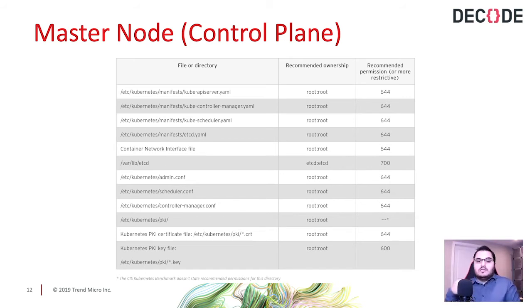According to the CIS Kubernetes benchmark, version 1.5.1 was released a few months ago, I think, there are some critical files on your master node that are important for you to manage and to monitor for their ownership and permissions, right? Those files are listed there in the slides. If any permissions or ownership changes happen to them, you should be alerted about that because something might be going on in your cluster.